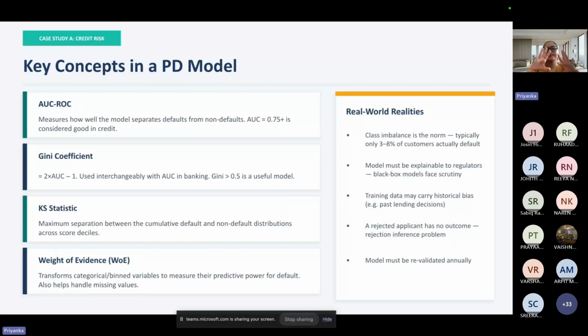So we got an idea how credit risk works. And these are, at a very high level, the key concepts and the different metrics that we use. But I'm not going into these nitty-gritties again. One important thing I wanted to touch base on is called class imbalance.